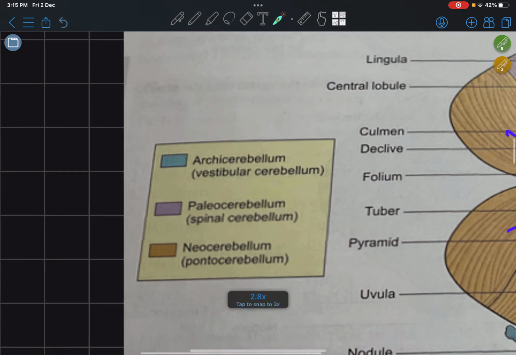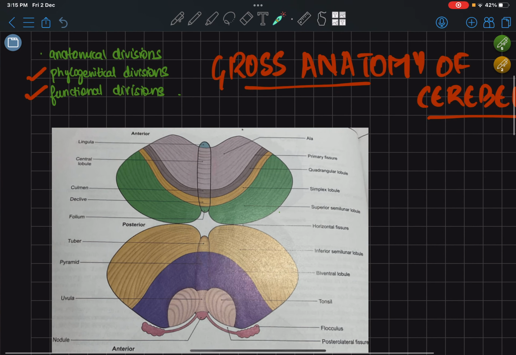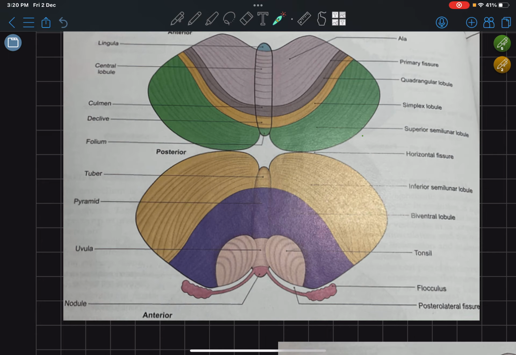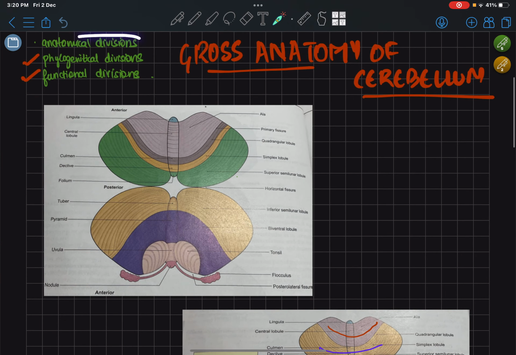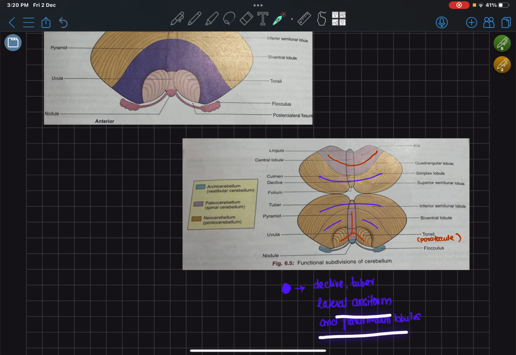So this is just the anatomy. Those are the three types of divisions we can do of the cerebellum. I just wanted to clarify all the three types of divisions that could be done of the cerebellum, right? This lateral ansiform and paramedian lobule and everything.